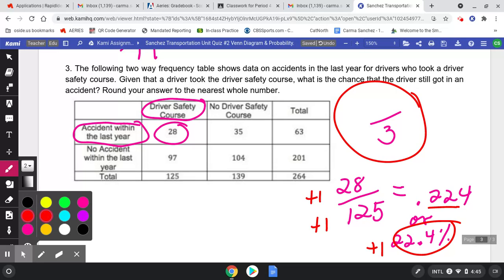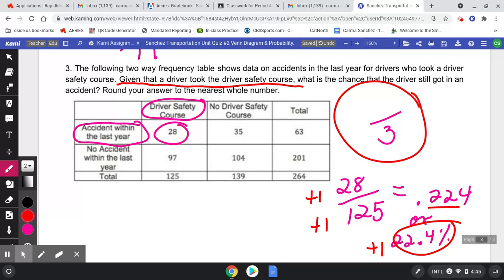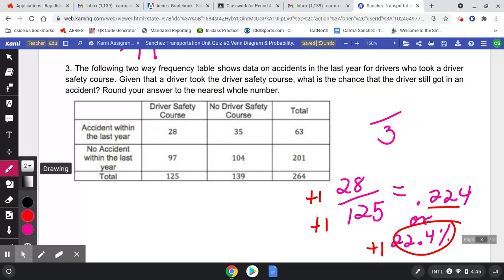But a lot of people are going to accidentally have put the total for the denominator here. And so I don't want to make it too heavy, just for you guys to realize sometimes we do use a different denominator. So what was the key to figuring out what the denominator? It's given that the driver took the safety course, what is the chance the driver still got in an accident? It's not talking about out of the total people that we polled, but it's saying of the people that took the course. Okay. All right.